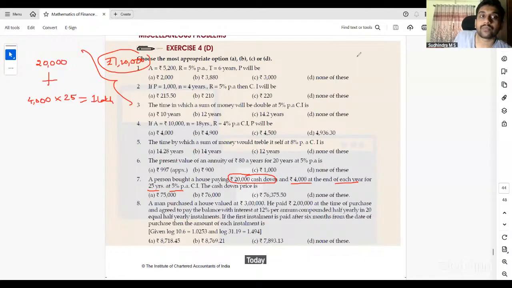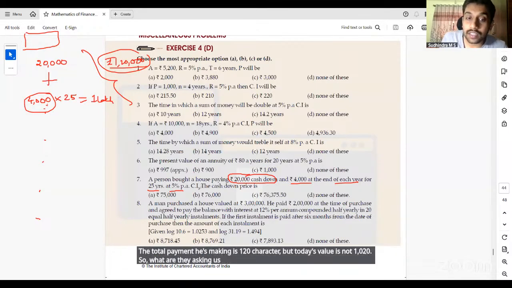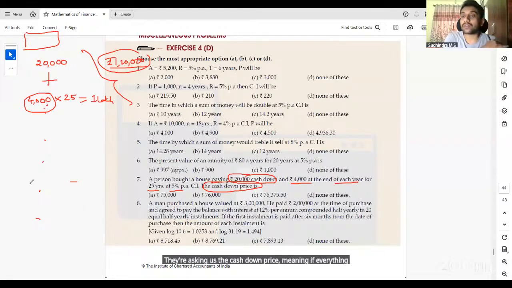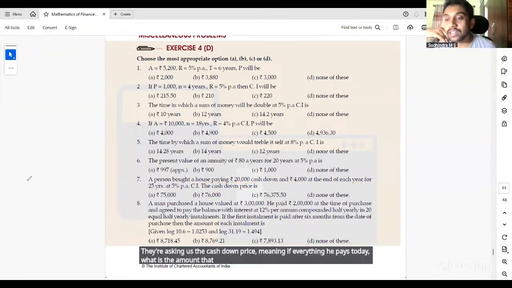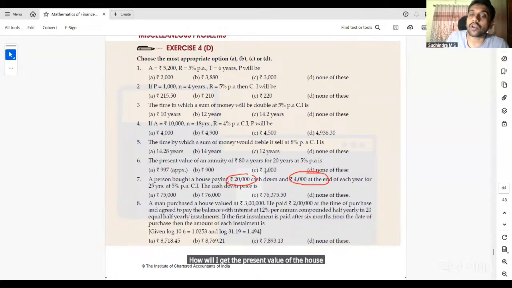Today's value. No, because he's paying this 4,000 not today but over a period of 25 years. The total payment he is making is 1 lakh 20, correct? But today's value is not 1 lakh 20. So what are they asking us? They're asking us the cash down price, meaning if he pays everything today, what is the amount that he should have paid? That is the present value of that house. How will I get the present value of the house? Just calculate the present value of all these.